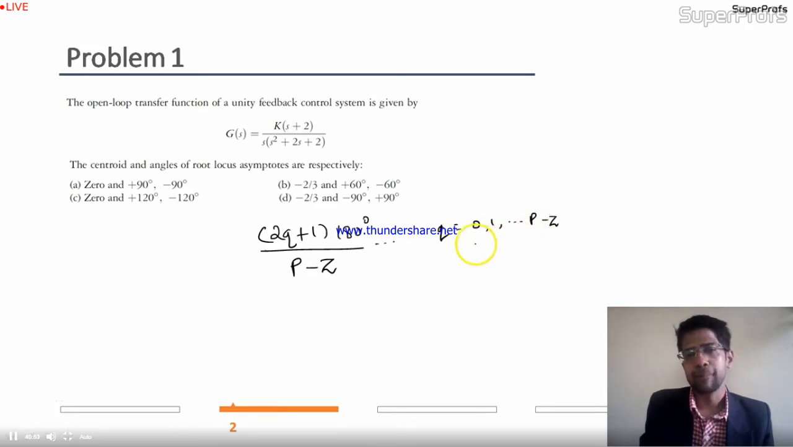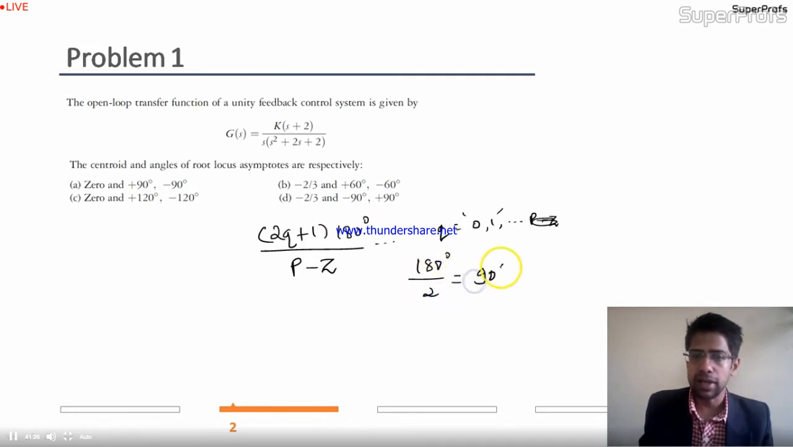So putting 0 will give you one value, putting 1 will give you another value. In this case p minus z is 2, so ultimately you are going to get 0 and 1 as two asymptotes which are traveling towards infinity. So first you put q equal to 0, you will get one value, and then you put q equal to 1, you will get another value. And p minus z is nothing but 2. So putting q equal to 0 will give us 180 divided by 2, that is 90 degrees, and putting q equal to 1, we will get 3 by 2 into 180 degrees, which is nothing but 270 degrees.